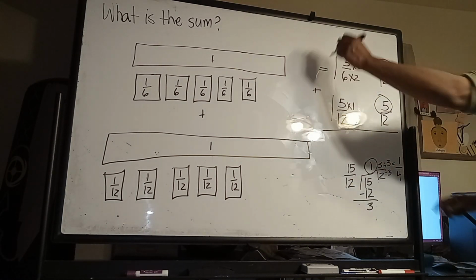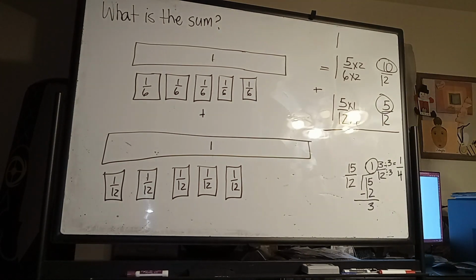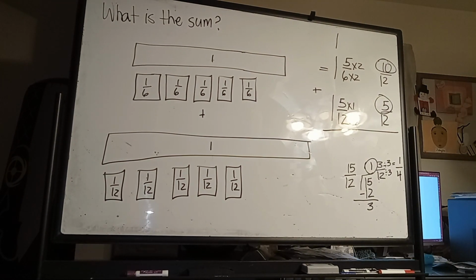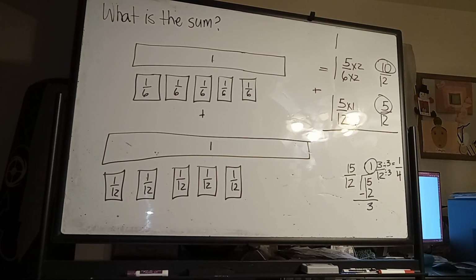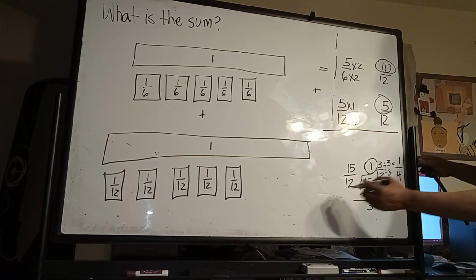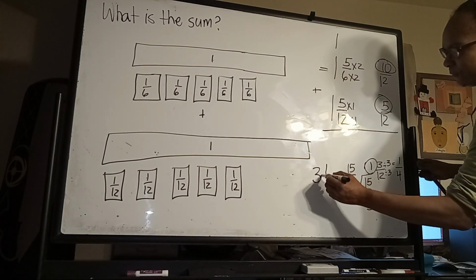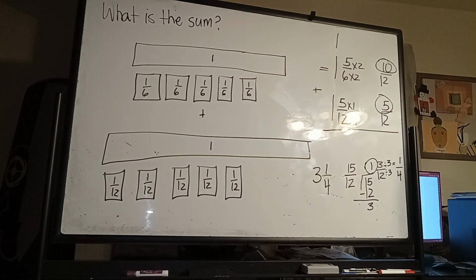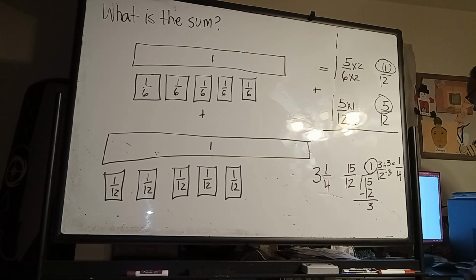We're going to add that whole number on top of our whole numbers. And now we're just going to add our whole number side. We have 1 plus 1 is 2, and 2 plus 1, 3. There we go. So our answer is going to be 3 and 1/4. That is the answer. 3 and 1/4.